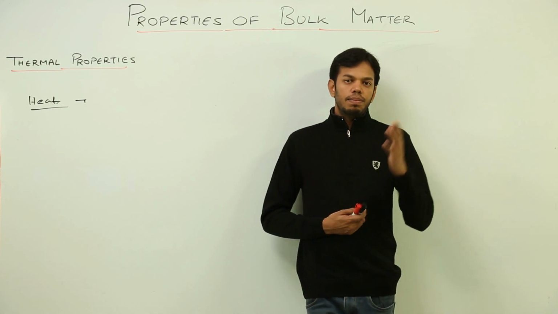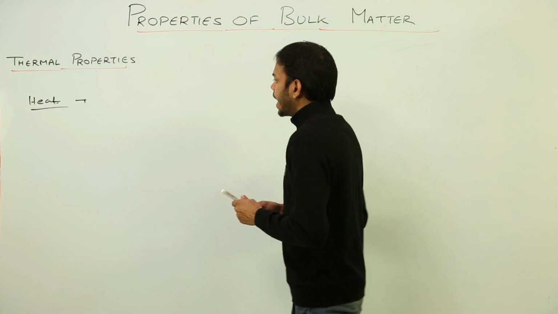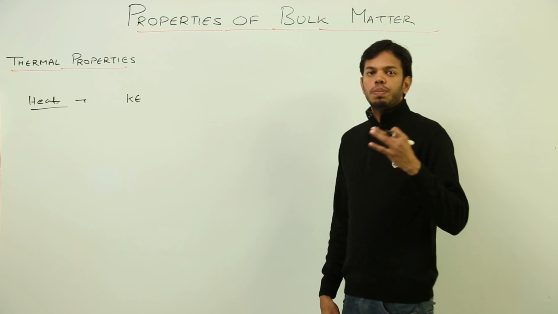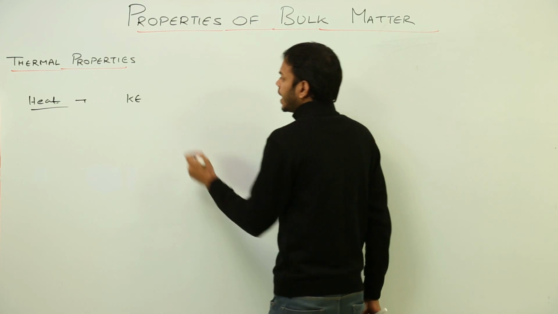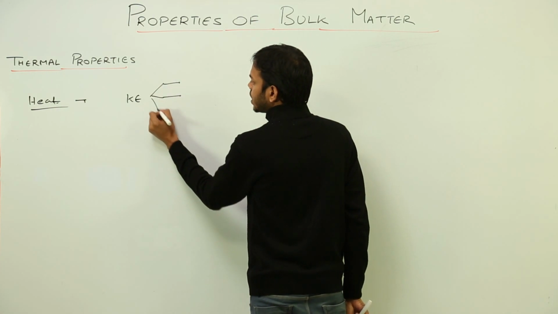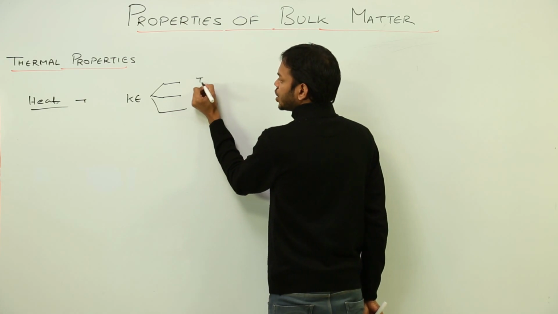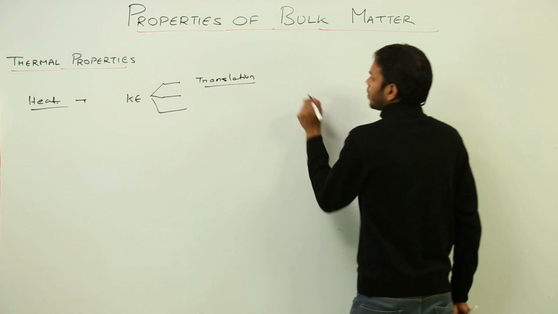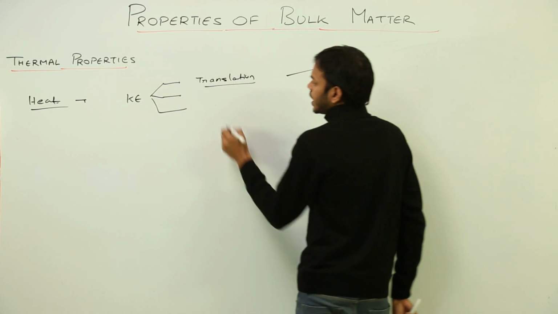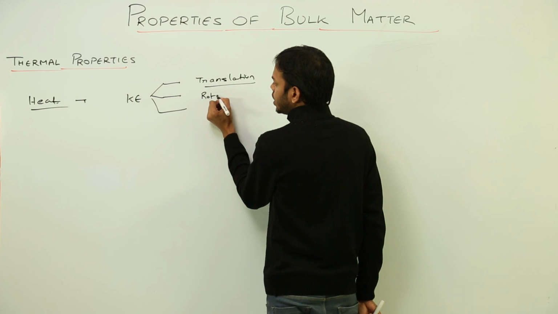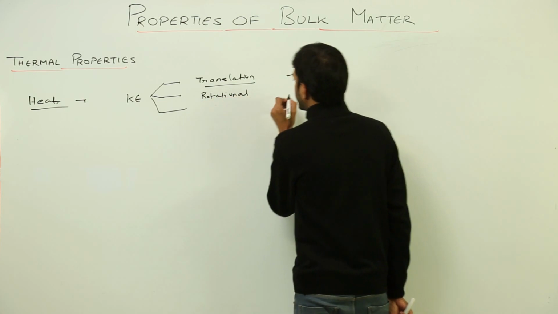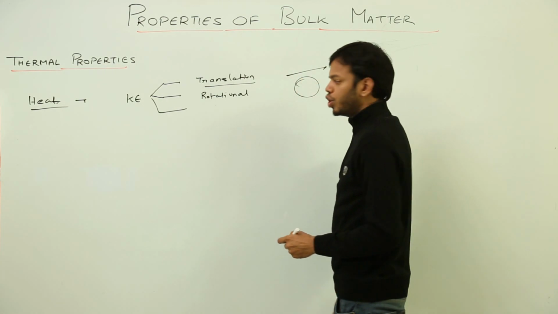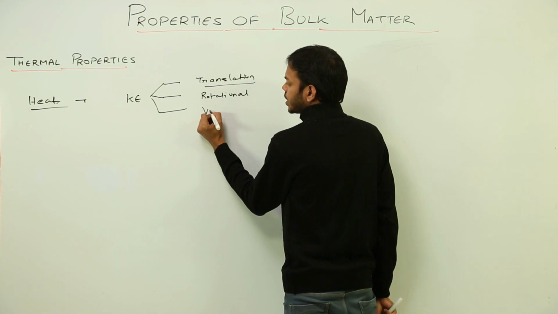So that kinetic energy can be of three types. Heat is giving kinetic energy to the molecules or atoms of the body, and this kinetic energy could be of three types. First one would be translational. Translational means particles are moving from one point to another. Then it could be rotational, that is, particles cannot move from one point to another, so they are rotating about their mean position. Last could be vibrational.